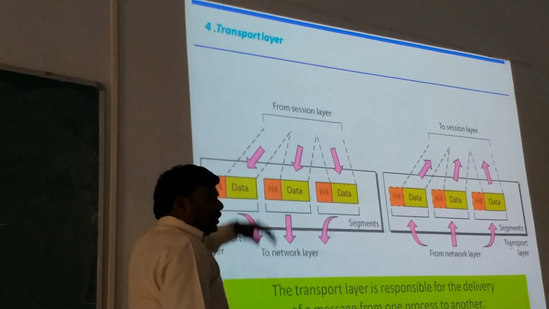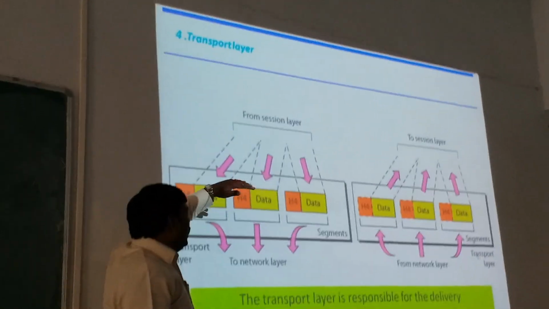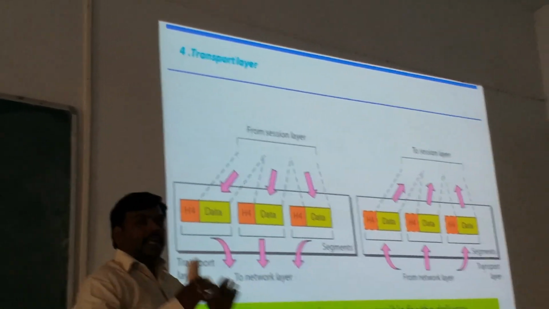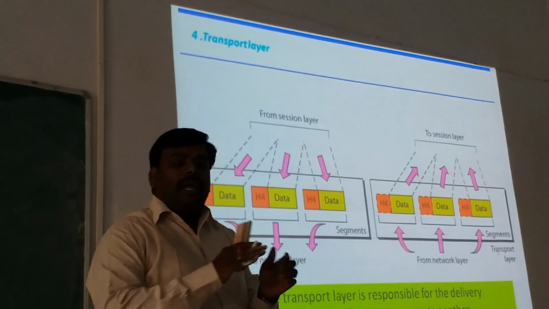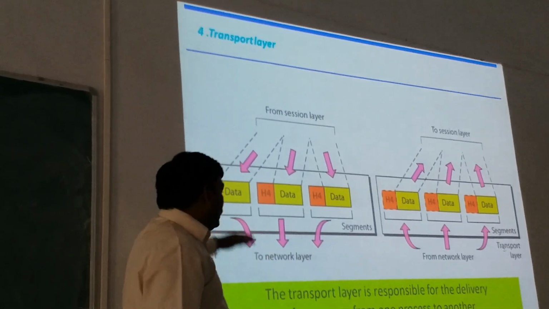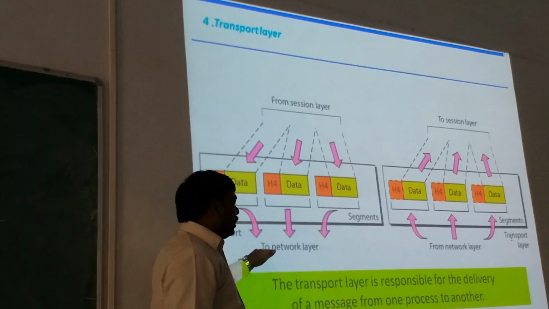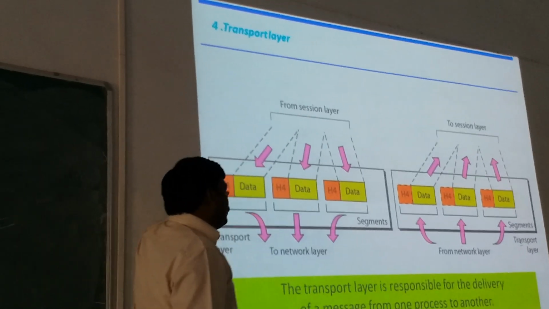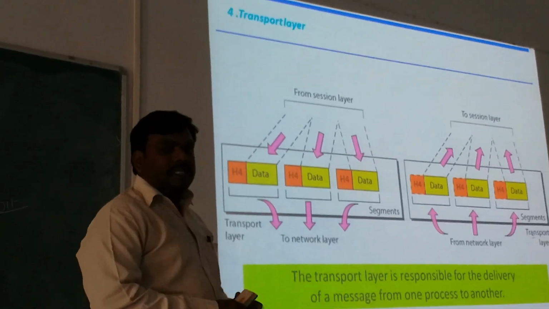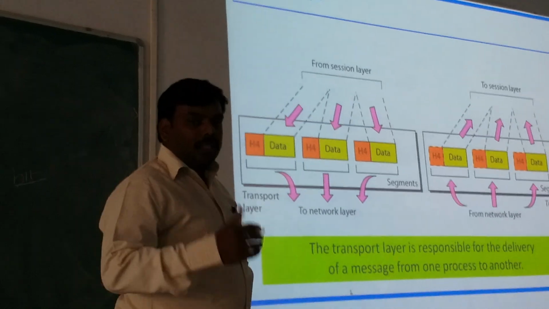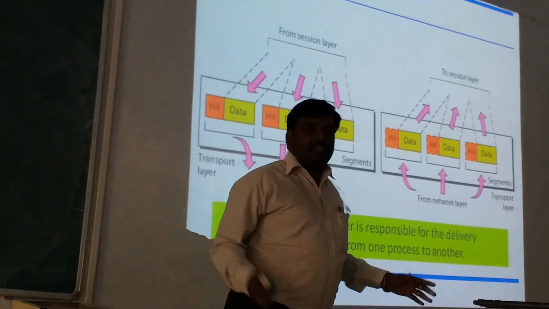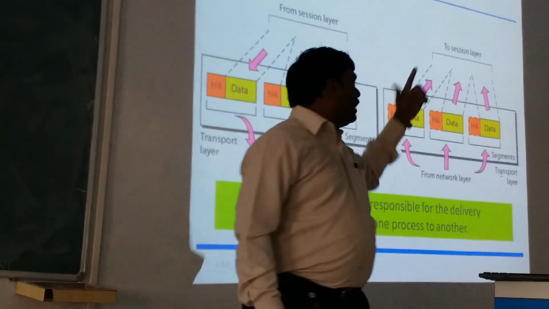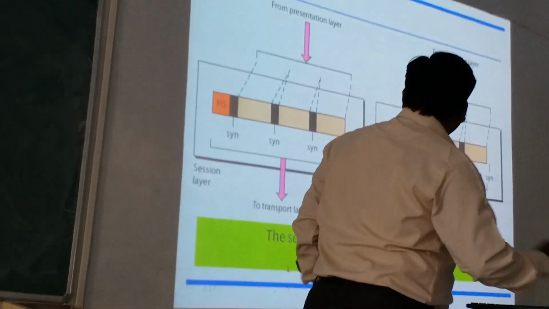Next coming to the transport layer. The data comes from the session layer. The transport layer divides the message into segments. Each segment is added to one header and sent to the network layer. Here the transport layer is responsible for delivery of messages from process to process. Then it is received on the receiver side. The segments will be combined and sent to the session layer.